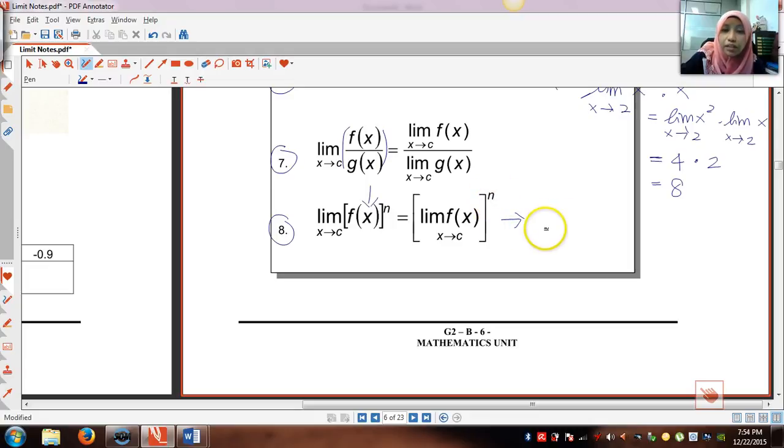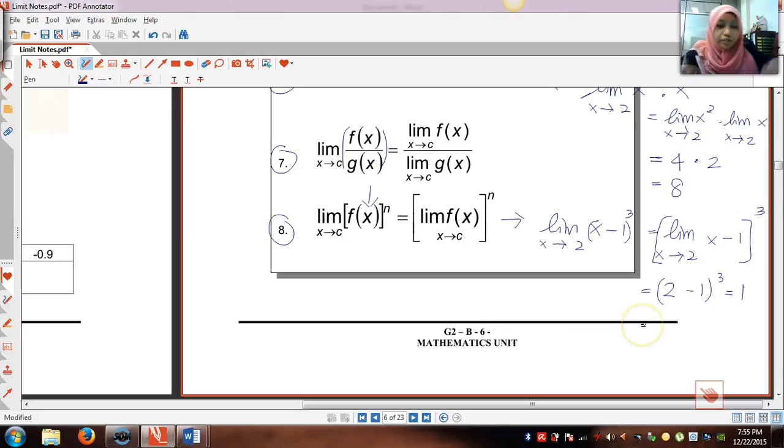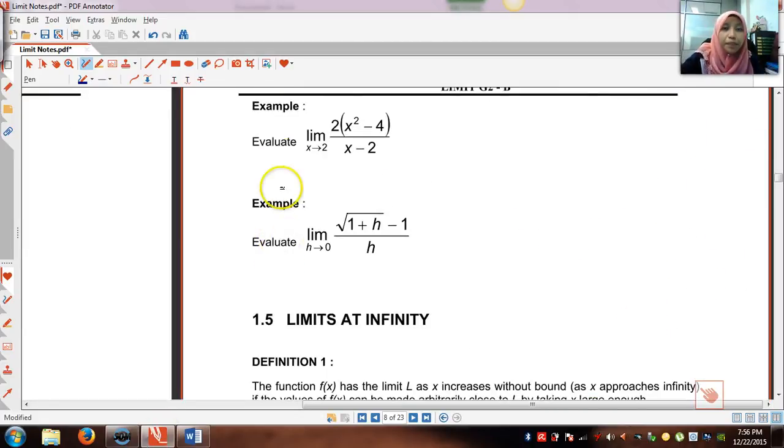For example, I have this: the limit of (x minus 1) to the power of 3, as x approaches 2. So how to get the limit? First of all, we have to find the limit of x minus 1 as x approaches 2 first. Then obviously we can raise the limit to the power of 3. Right, then x approaches 2, so we get 2 minus 1, to the power of 3, then we get 1 to the power of 3, which is 1. Alright, so we look at the example of the limit.